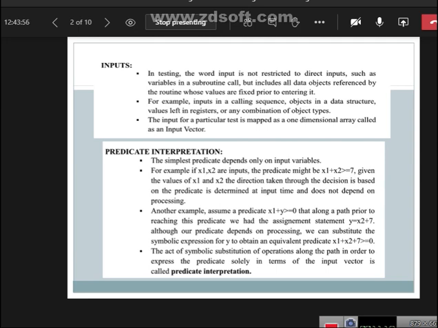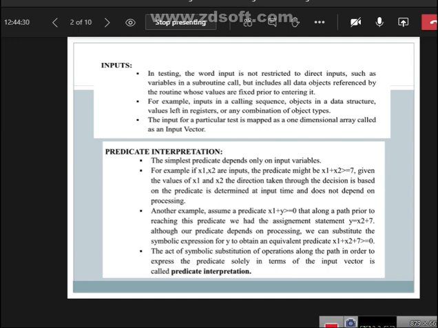For example, if you are taking various inputs in a calling sequence, the objects in the data structure, the values left in the registers, but it is not a combination of object types. Whatever object you are using there, the values left in registers are a memory part. Any combination, we can take any combination of object types.